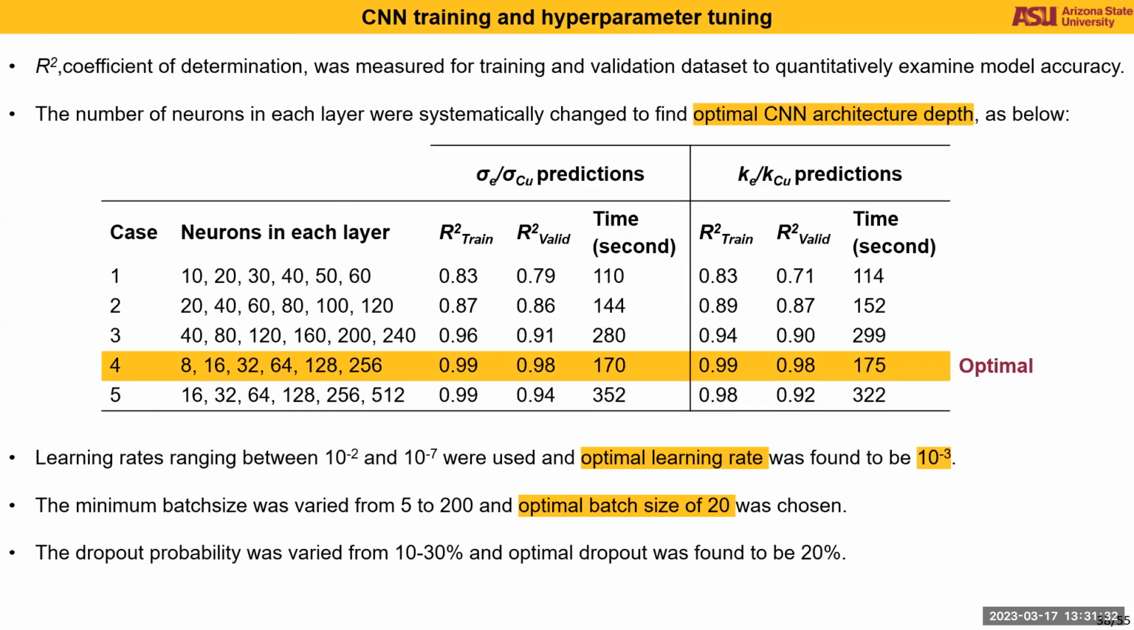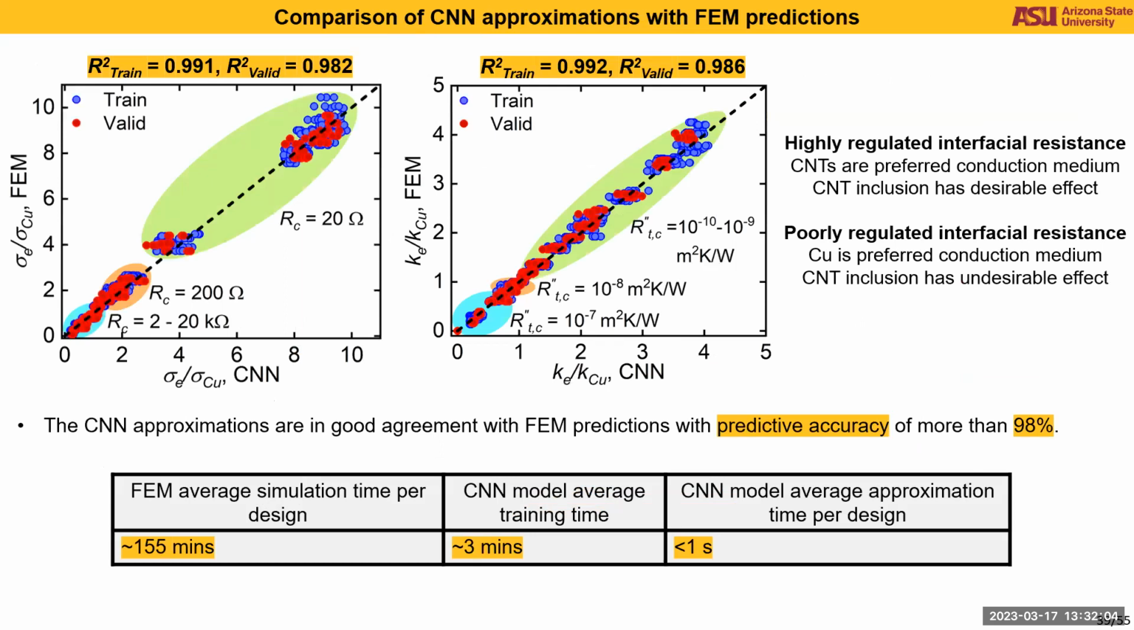To tune the hyperparameters, we calculated the coefficient of determination for both training and validation data sets. We changed the depth of the CNN architecture by varying the number of neurons in each layer systematically. And we can see that for case 4, we get the highest coefficient of determination with a reasonable computational time. We optimize other training parameters such as optimal learning rate, minimum batch size, and dropout layer probability.